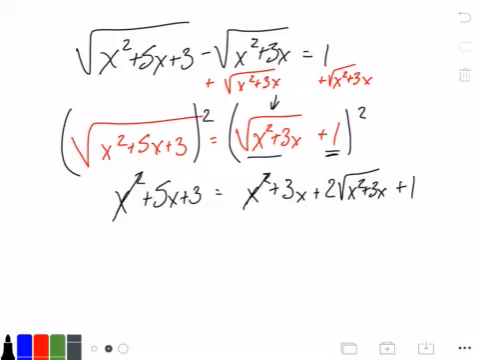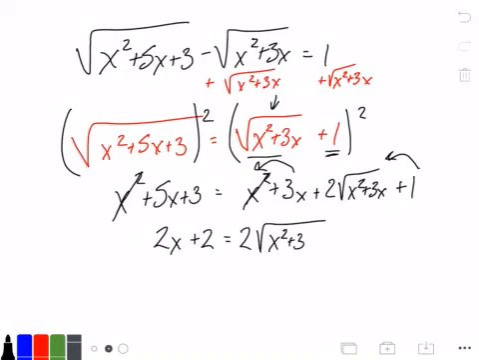But here what you have to do is get the radical by itself. So I'm going to take the 3x and move it over, and I'm going to take the 1 and move it over. So 3x, when I move it over, becomes negative 3x. So 5x minus 3x is 2x. Move that 1 over, it becomes a negative 1. That would give me plus 2. All of that equals 2 square root of x squared plus 3x.